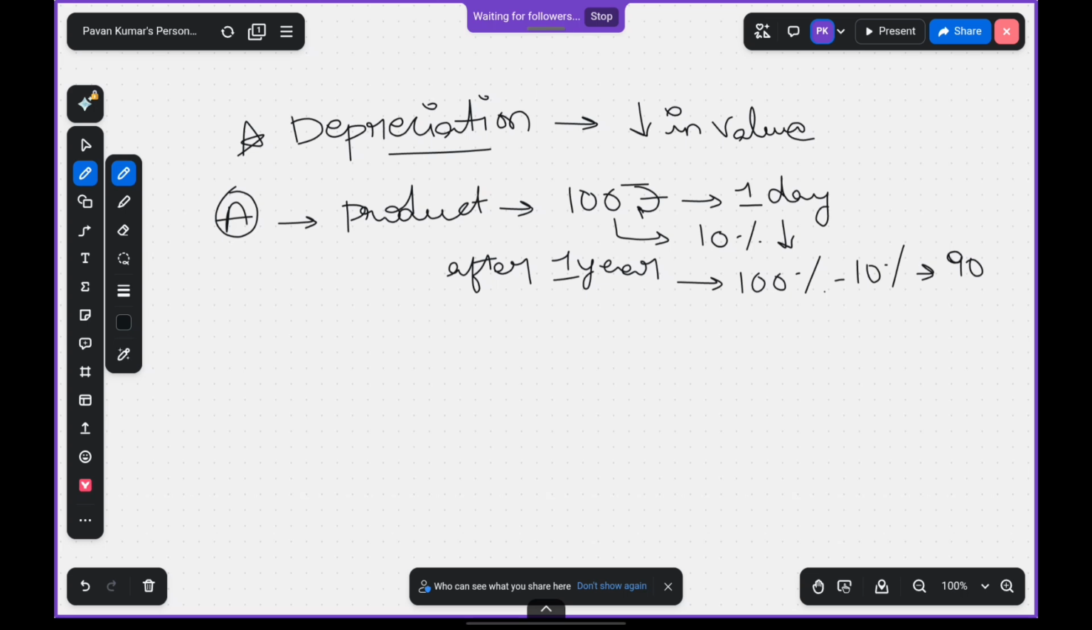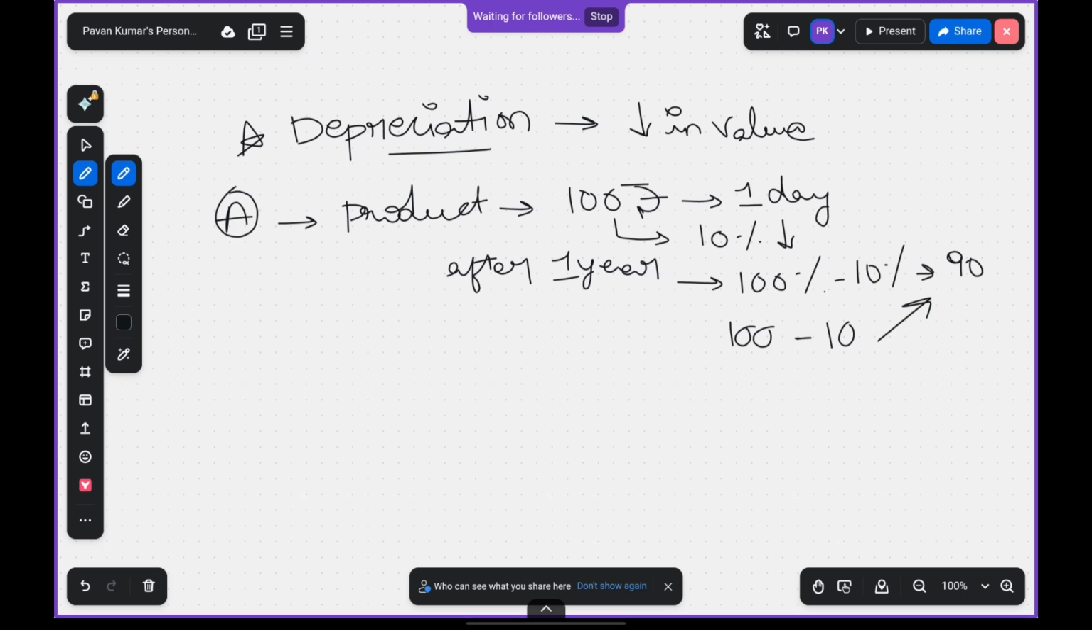How am I saying it is 90 rupees? 100 rupees, we consider as 100%. Minus 10% out of 100% is 10 rupees. So when we calculate that, that amounts to 90 rupees. Right? So this is the depreciation. Depreciation is the reduction in the value.